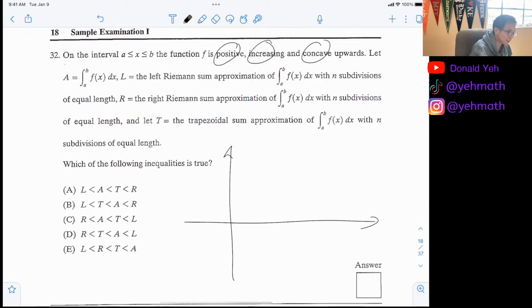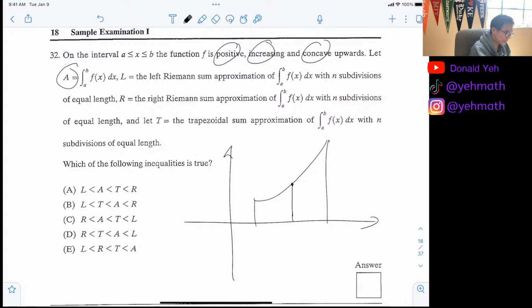If f of x is positive, that means what? Above the x-axis. And so it's increasing and concave up, so it's like this, right? I'm just gonna do two things. They say let A be the area, so A is just the area.